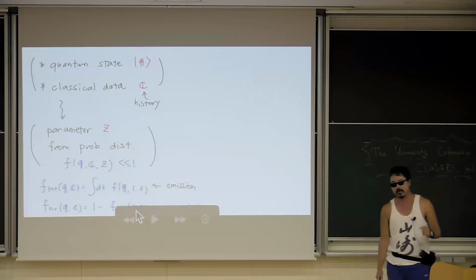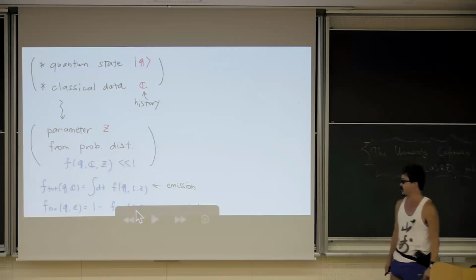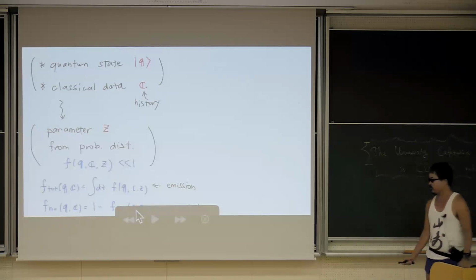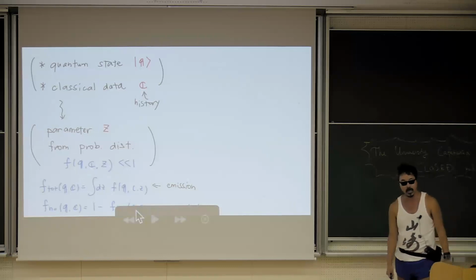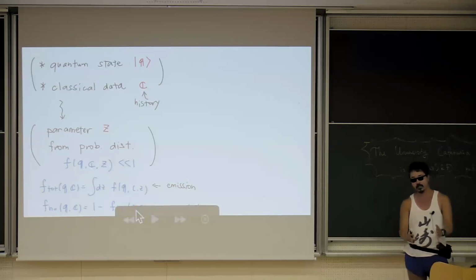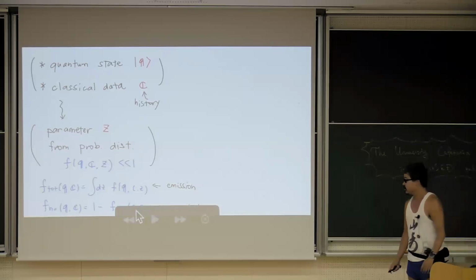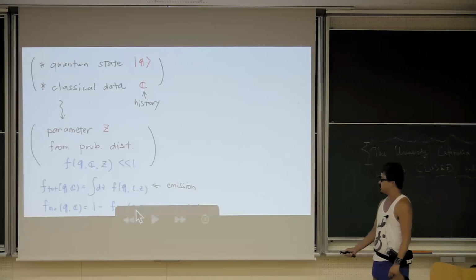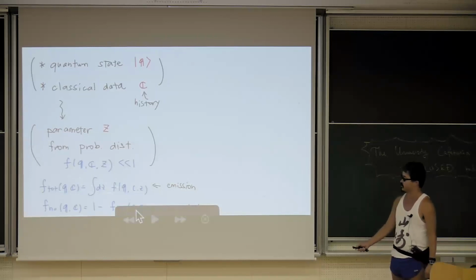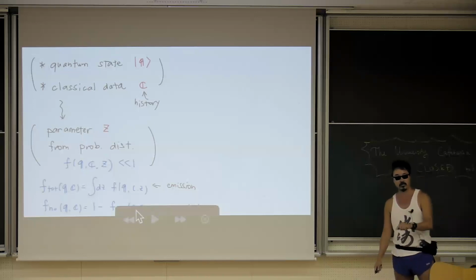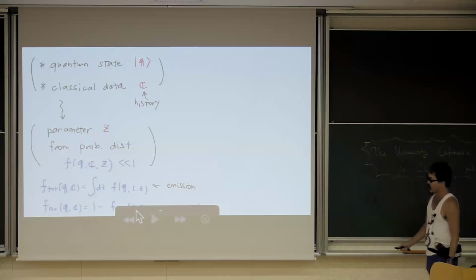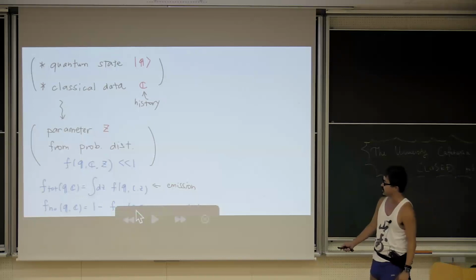Now, I want to sample the parameter z from some probability distribution, which is denoted by f. I'm going to assume that f is very small because the step size is very, very small. Of course, z is a parameter, so if you integrate it, that gives the total emission probability, the emission probability with energy fraction z.